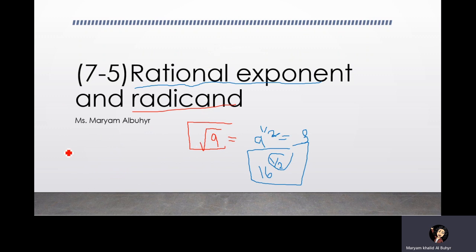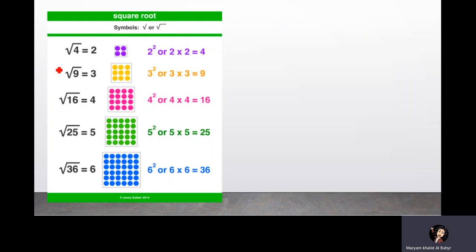Same thing with the cubic root. We don't have only square roots, but just keep in your mind that this will be the index for this one. Let me give you more details once I get here. So this is the radical symbol.